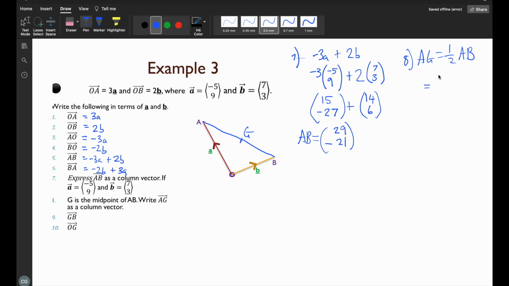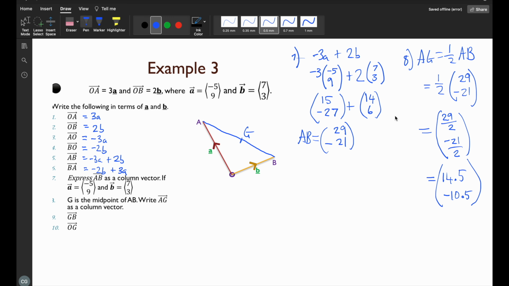So we'll just say half here, open brackets, 29, negative 21. Okay, so I'll just express this as half. So 29 divided by 2, I could leave it as 29 over 2, and then over here is going to be negative 21 over 2. Alright, so 29 divided by 2 is 14.5 if you want to put it as decimal, and then negative 21 divided by 2 is negative 10.5. So that's our answer for number 8.